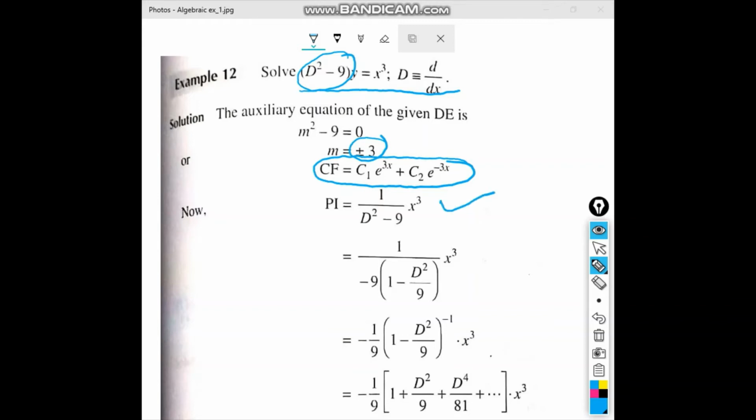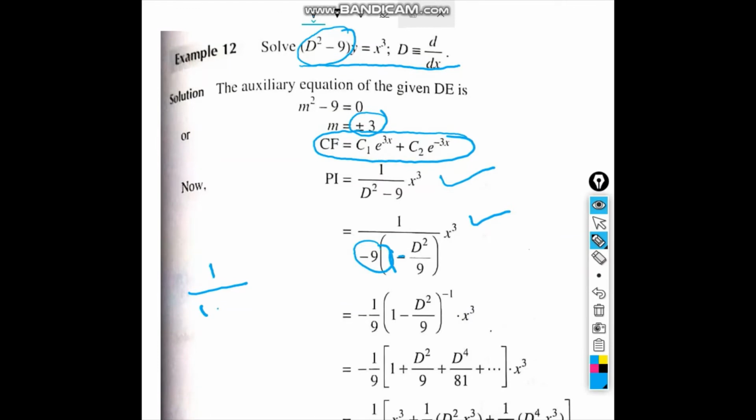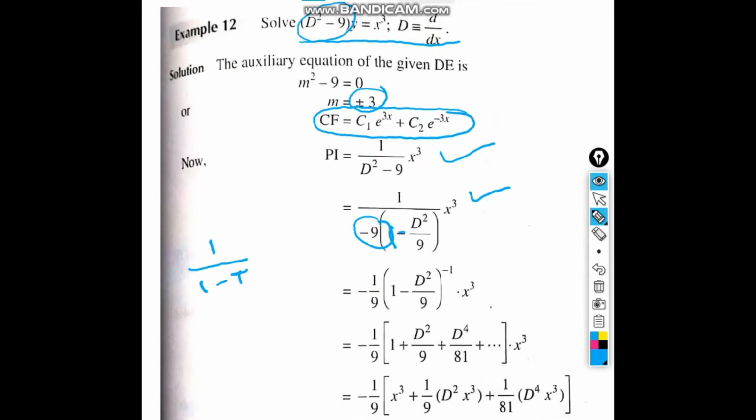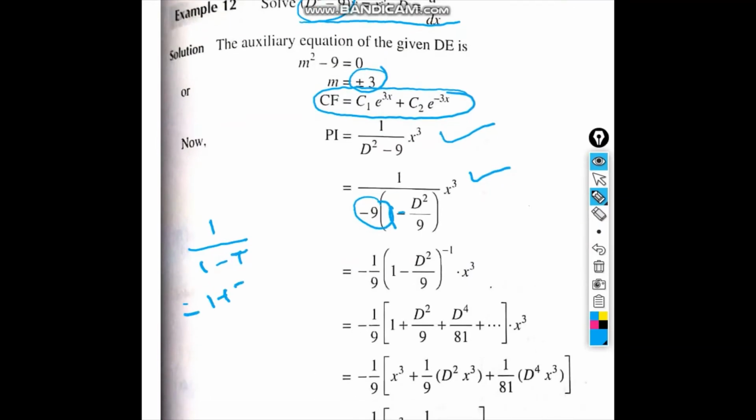Now for particular integral, 1 upon f of d of x cube, and in this case the lowest degree term is minus 9. So minus 9 is taken common. We are left with 1 upon 1 minus d square by 9 of x cube. Now in this case, yes, we come across a small different thing, which is 1 upon 1 minus t. 1 upon 1 minus t is nothing but it is 1 plus t plus t square plus t cube plus so on. So all terms are positive here.